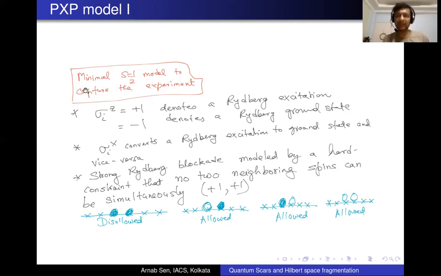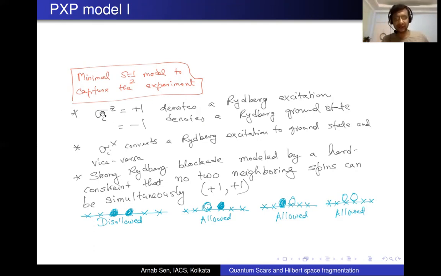The first minimal component is that the Rydberg atom, I can just think of it as a two-state object. Either it's in its Rydberg ground state, or it's in its Rydberg highly excited state. Therefore I can just think of it as an effective spin half degree of freedom. I want to write a Hamiltonian in terms of quantum spin half degrees of freedom, because the spin half is like a two-state problem in quantum mechanics. That's the natural language I should think about.